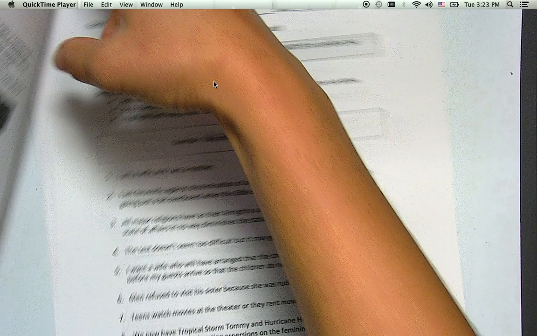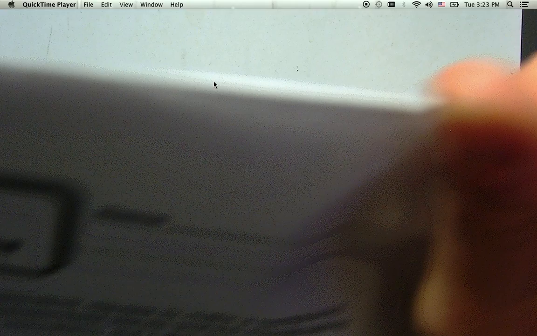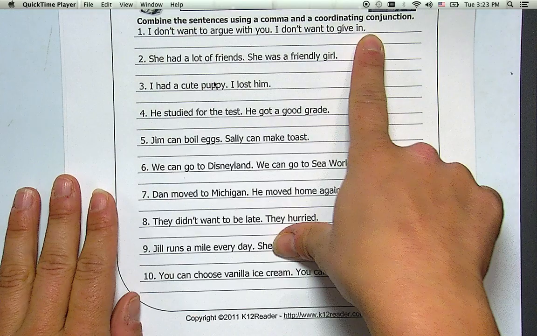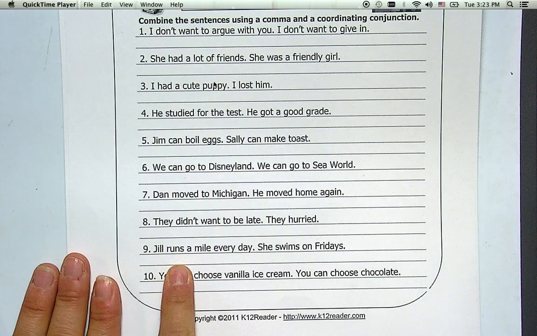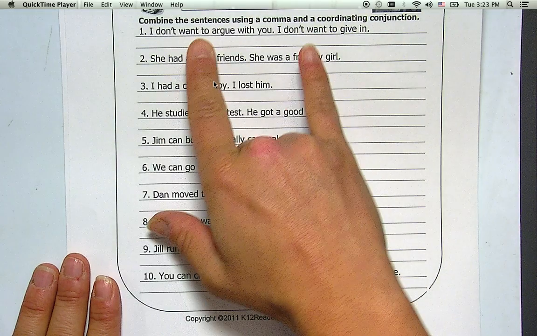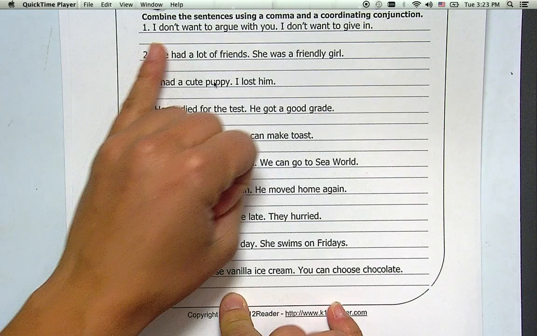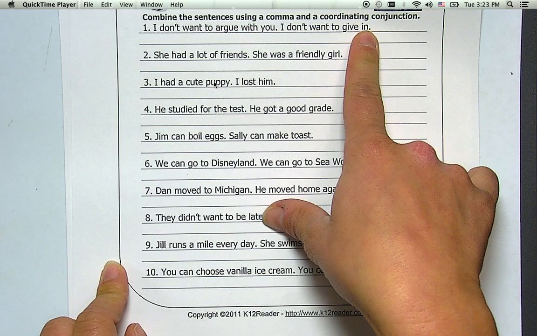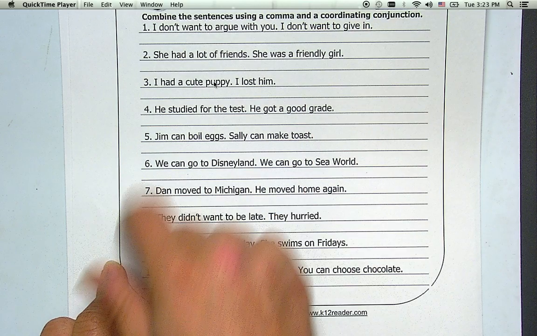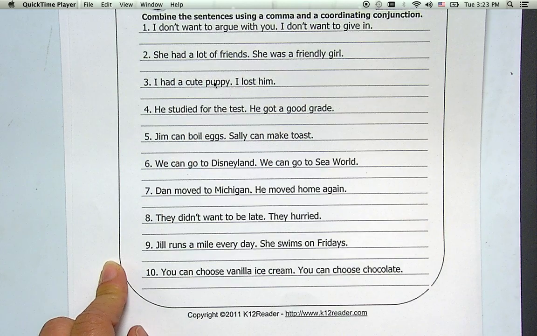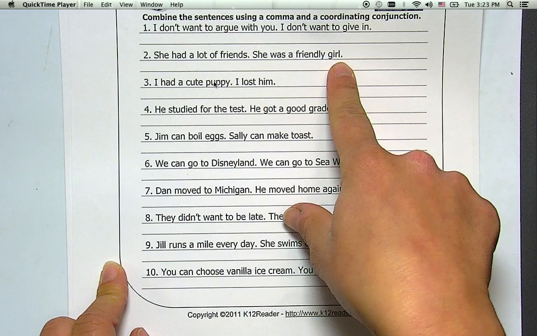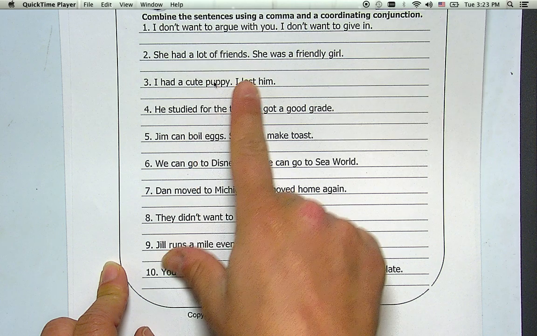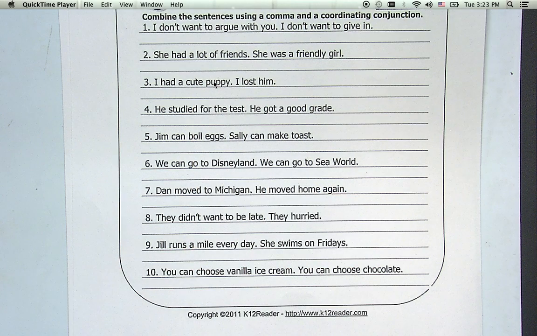So when we talk about conjunctions, first we need to know what a sentence is. If we look at these sentences, we can see that there are a number of sentences here, and there are 2 small, simple sentences. I don't want to argue with you. I don't want to give in. Number 2 says, she had a lot of friends. She was a friendly girl. Number 3, I had a cute puppy. I lost him. All right, so we can see all of these examples.